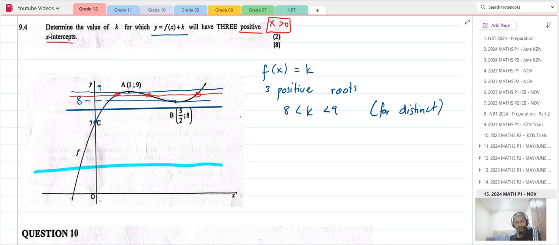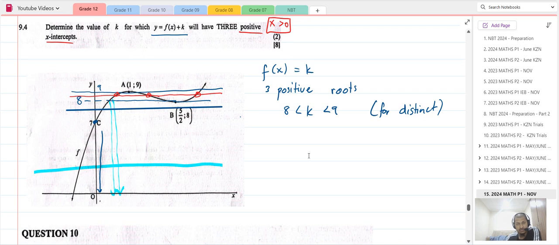But now they have put y is equal to f of x plus k. You have to shift this graph in such a way that it has positive roots. So I'm looking at 8. If I shift this graph 8 units down, then it will cut here. 8 or 9 units down, then it will have 3 x-intercepts.